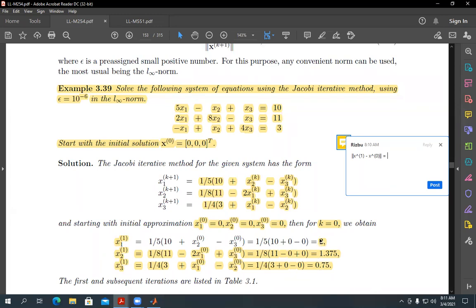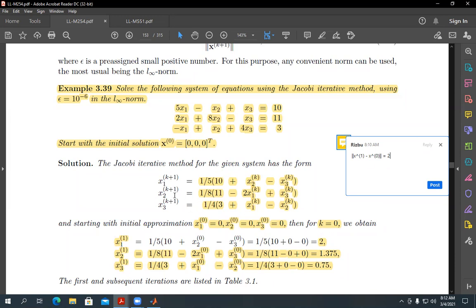So now we have to find the L infinity norm of this vector. And what is the L infinity norm, please? The L infinity norm of a vector is the maximum element in the absolute sense. So what is the answer? Is it 2? And 2 is not less than 10 to the power minus 6, so we have to continue. And how do you continue? Now you put k equal to 1 in the formula.